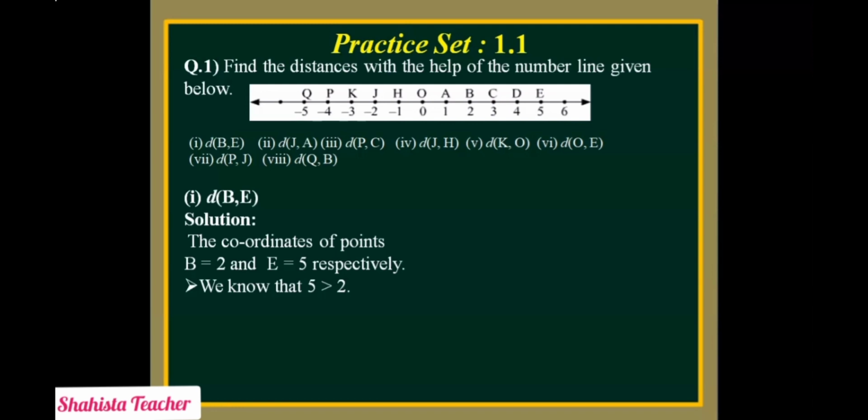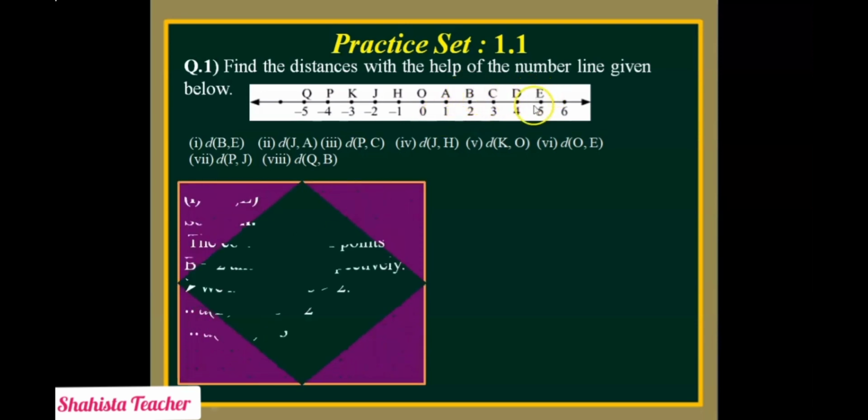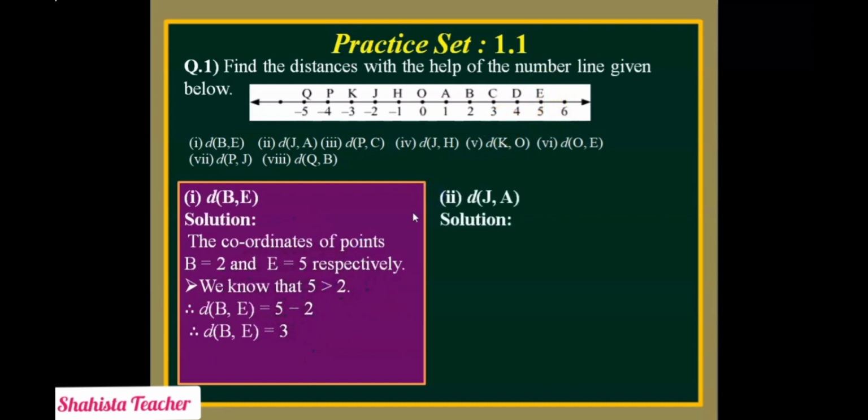So as you know, to find the distance we have to subtract. We have to subtract these two numbers. So 5 minus 2. Here distance of B comma E, distance of B coordinate and E coordinate, is equal to 5 minus 2. That gives us how much? Yes, you are right. 5 minus 2 is 3. So distance of B comma E is equal to 3. So students, in this way we finish sub question 1.